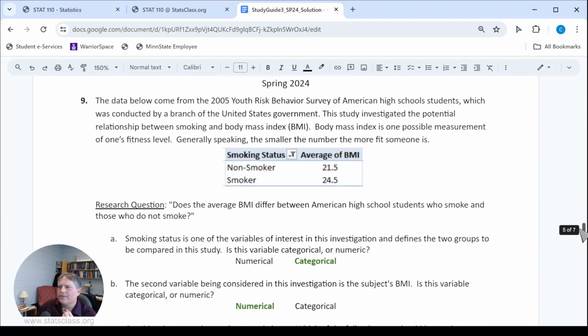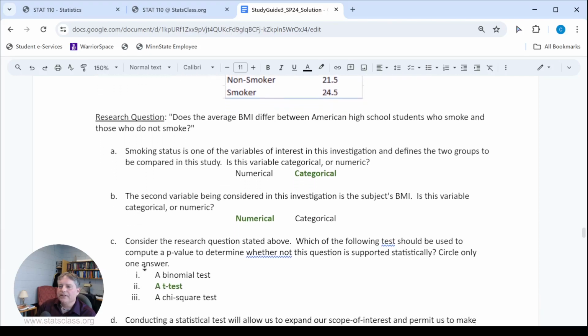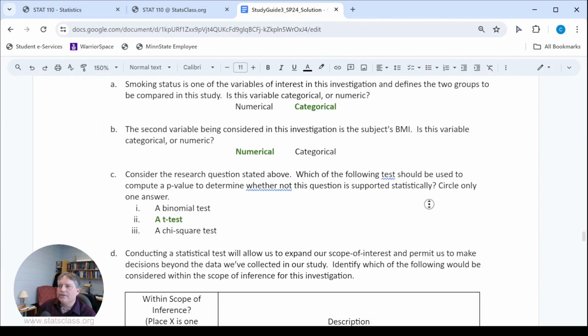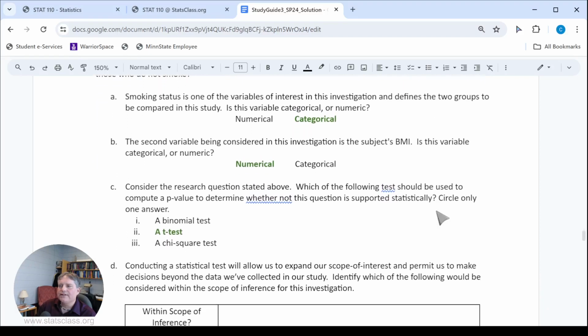Okay, this was just one about identifying the different components. So smoking status is not numerical, that's categorical. That's my grouping variable. BMI is numerical. BMI is a naturally numeric scale, so that's that. A t-test is used to test the average. I'm definitely looking at the average here of two groups. So a t-test is done to look at the average across two groups. So that's going to be the answer there for C.